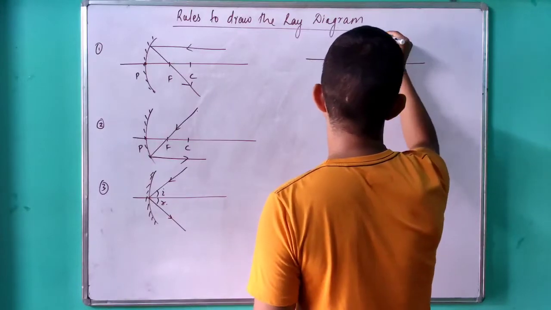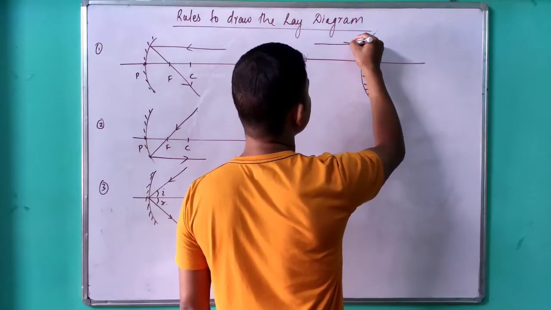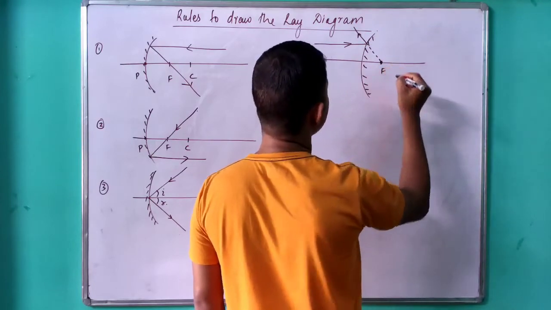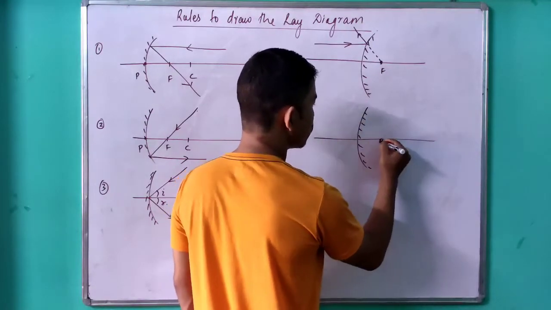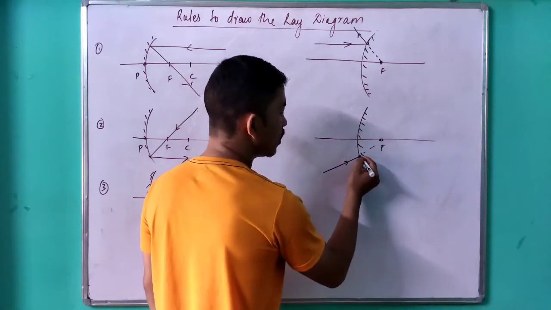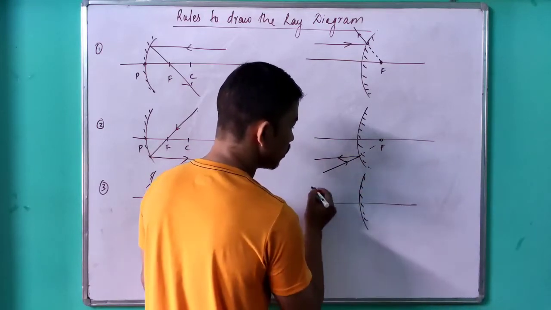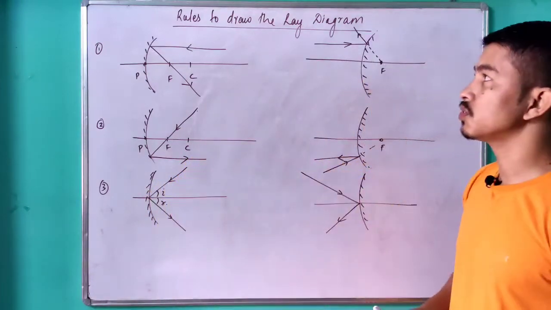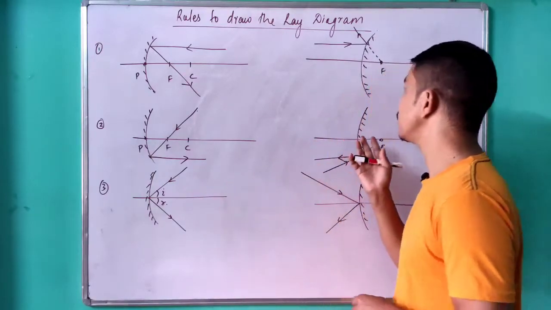In case of a convex mirror, if any ray is coming parallel to the principal axis, it will appear as if it was coming from the focus. Second one is, if any ray is moving towards the focus, after reflection it will emerge parallel to the principal axis. And the third one is the same only. If any ray is incident at the pole, it will get reflected back with the same angle of incidence. So these are the three rules to draw the ray diagram in case of a concave mirror and in case of a convex mirror.